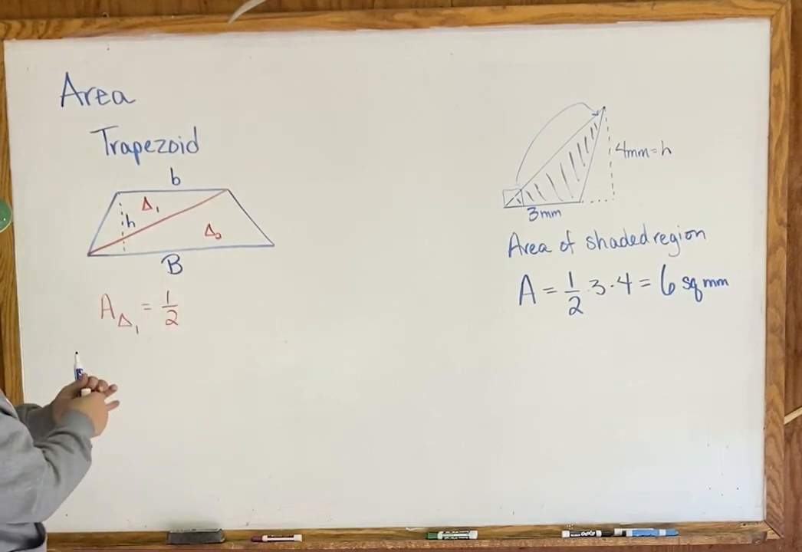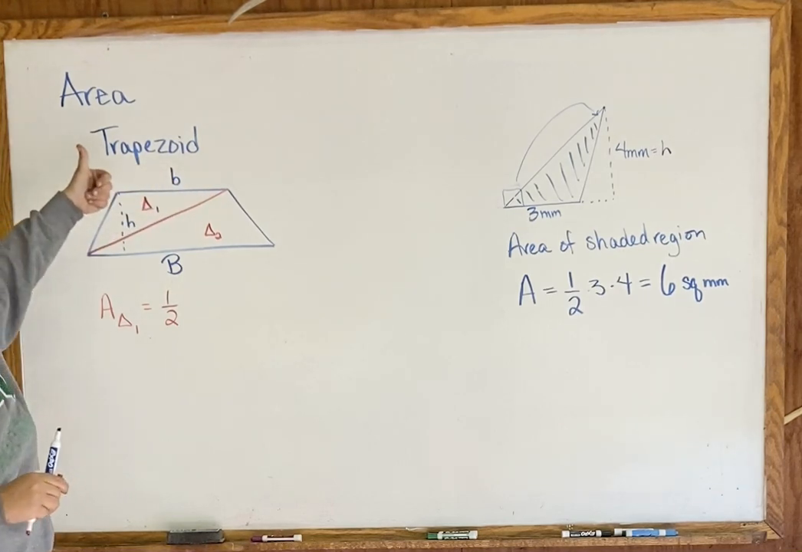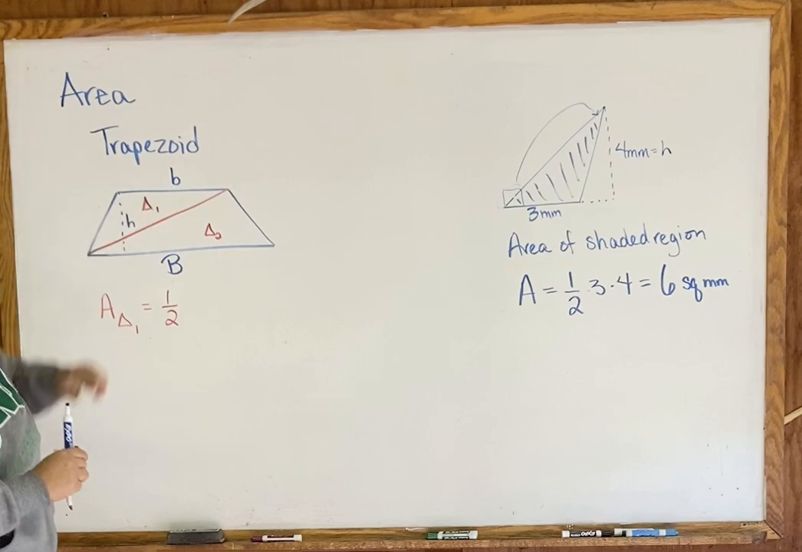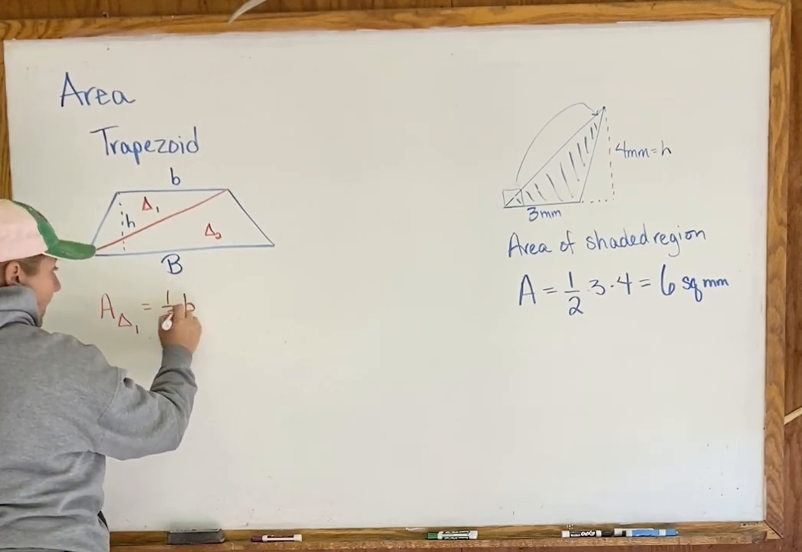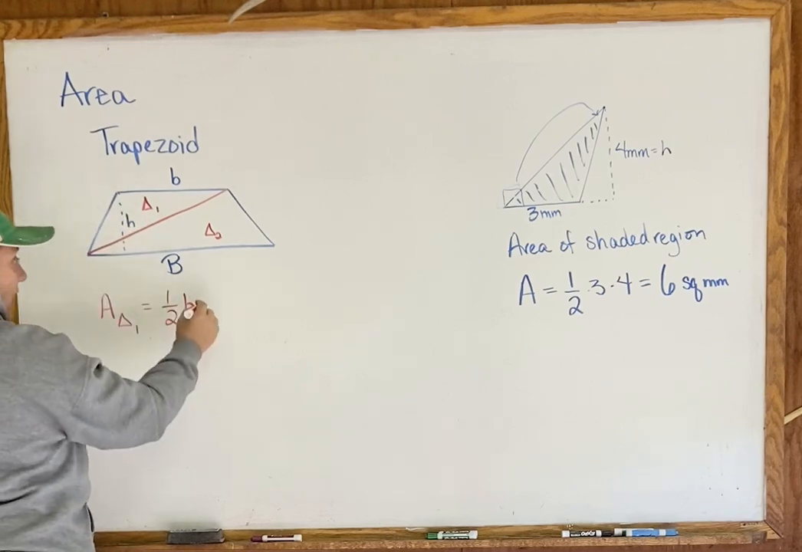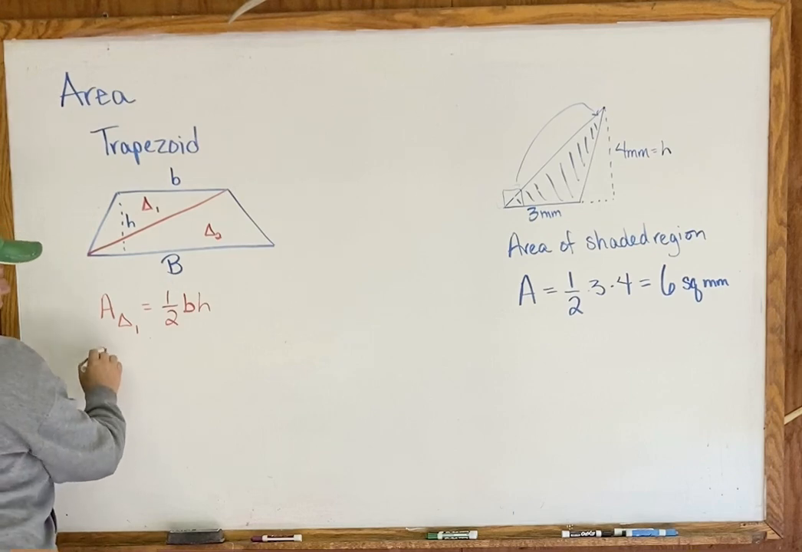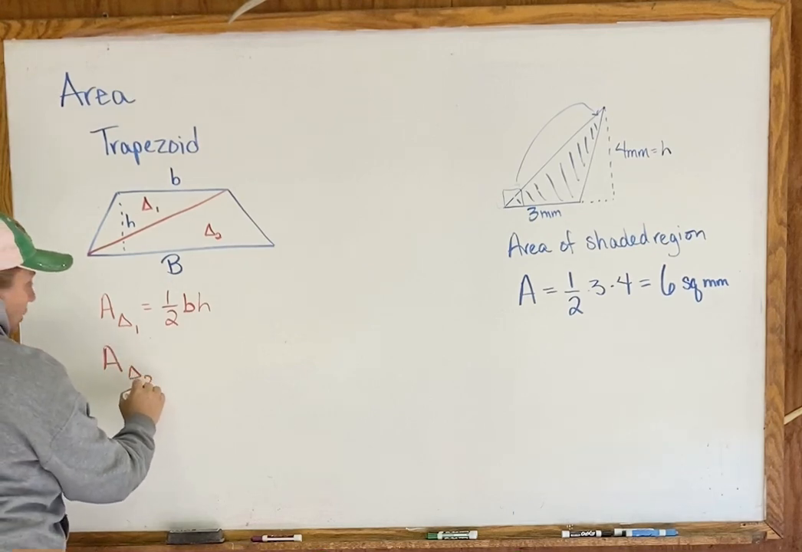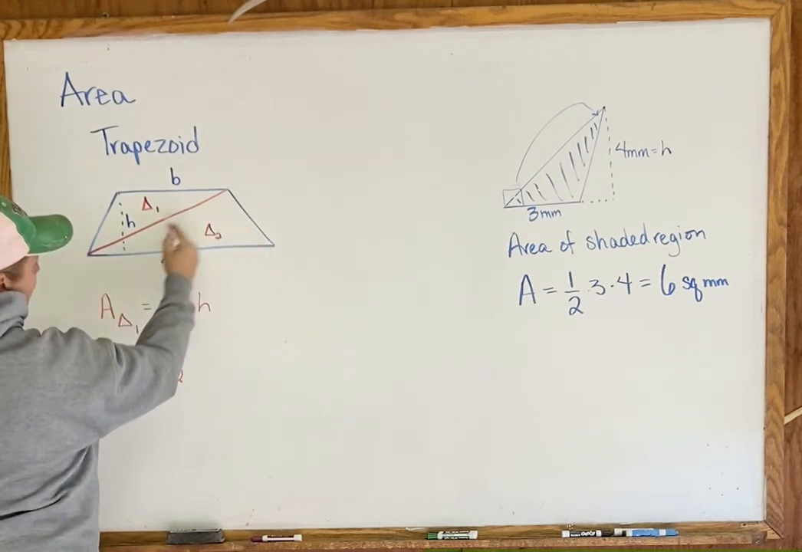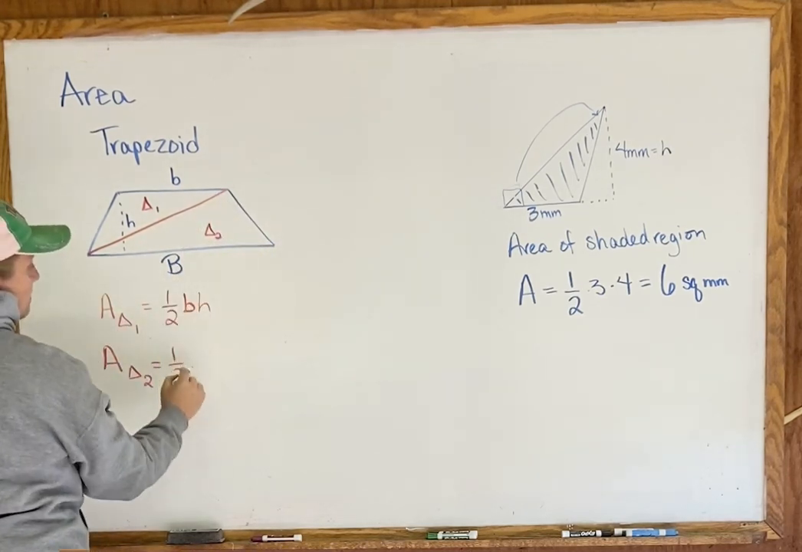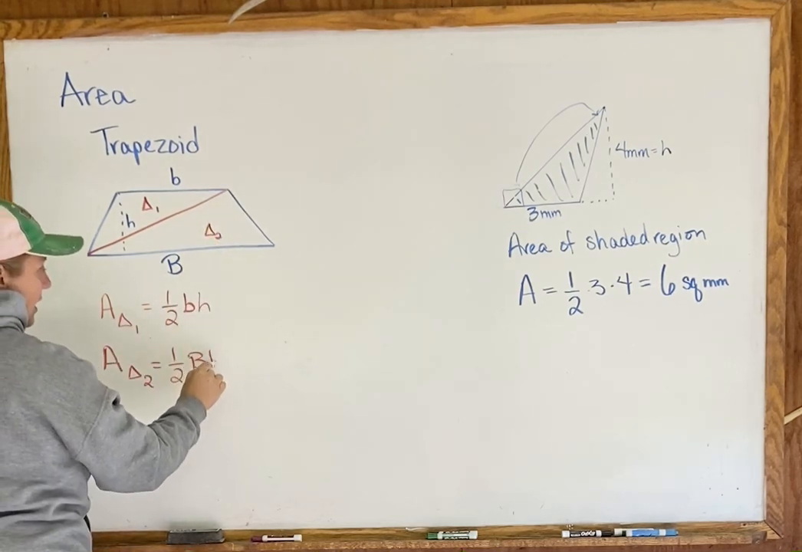But here's the dealio. Triangle 1 up there is upside down, isn't it? So its base is actually this little b, isn't it? So we'll go 1/2 little b times the height, and that height is h. And then if we want the area of triangle 2, again we're going to go 1/2. Triangle 2 is this big one down here. So its base is big B, and it still has h as a height.